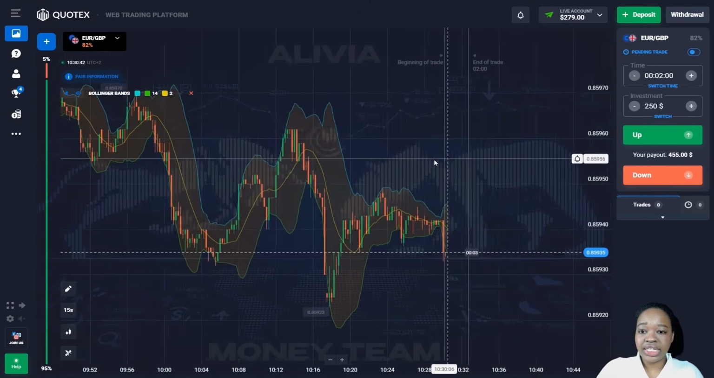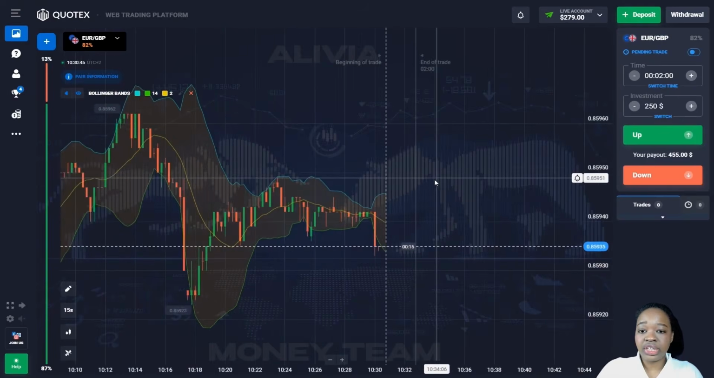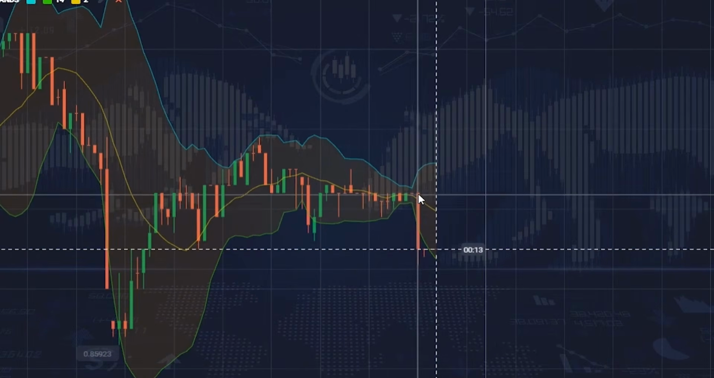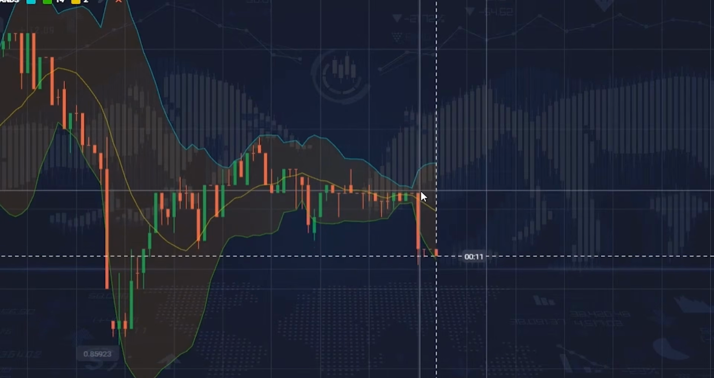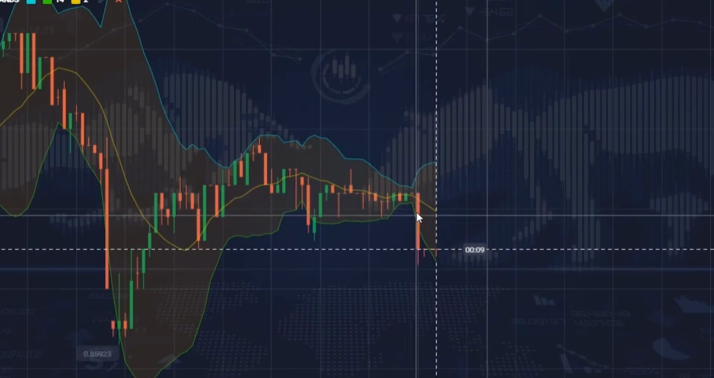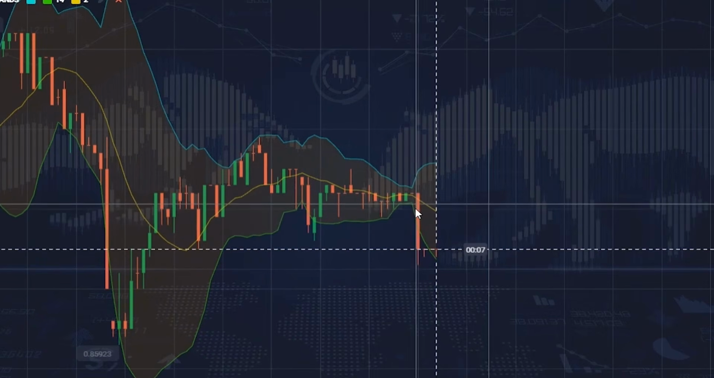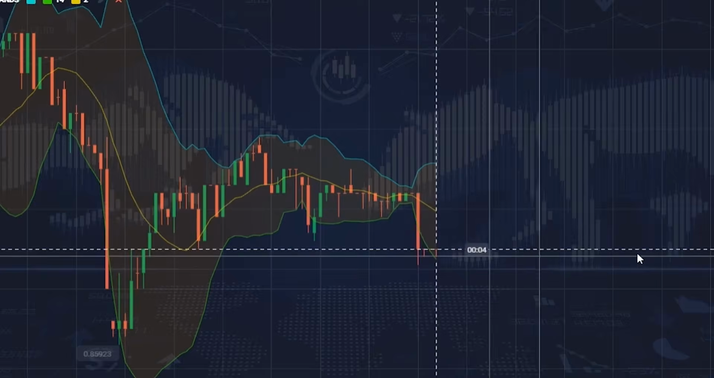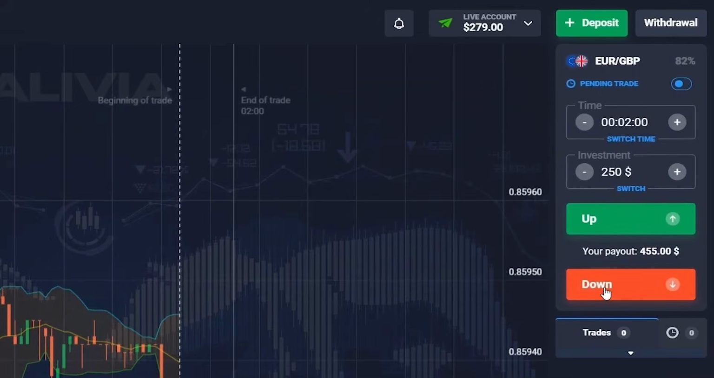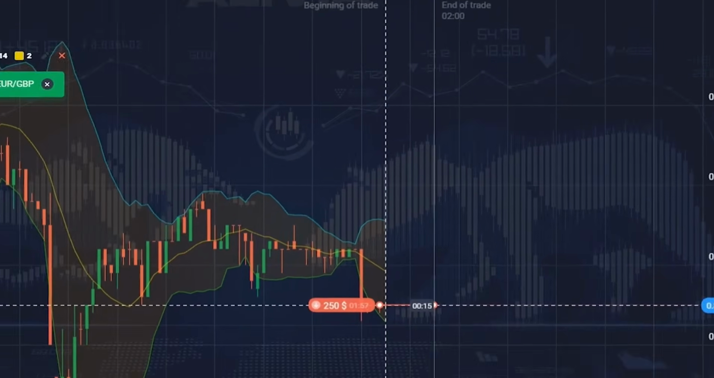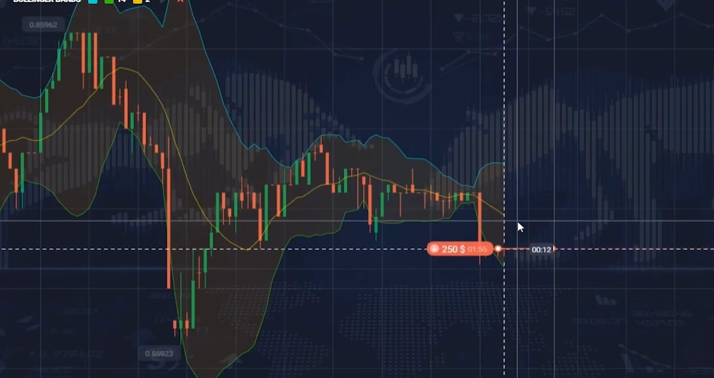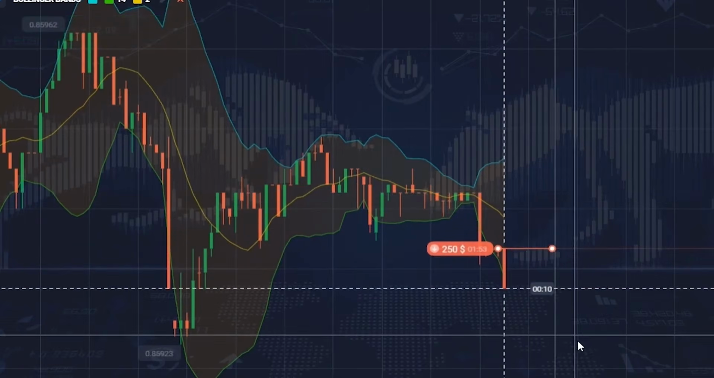As you can see, the price continues to move along the downtrend. At the same time, here we have an impulsive red candlestick, and the graph crosses the middle line of the indicator from up down. In this situation, I'm going to be opening a deal for a fall for 2 minutes here, since I think that with more probability, the price will continue to move down along the downtrend.